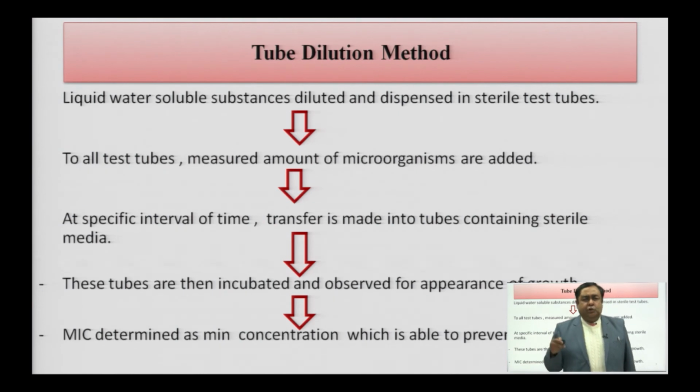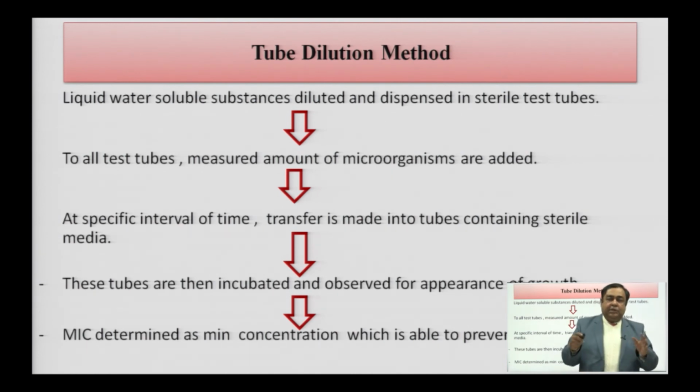To all the test tubes, you need to add a measured amount of microorganisms, the organism against which you want to evaluate the efficacy of the compound. Say, for example, you want to measure the efficacy of the compound against Staphylococcus aureus. So you have to add the required amount of Staphylococcus aureus, say 0.5 ml of an overnight grown culture, to all the test tubes. If you want to measure against E. coli, you have to add an overnight grown culture of E. coli to all the test tubes.